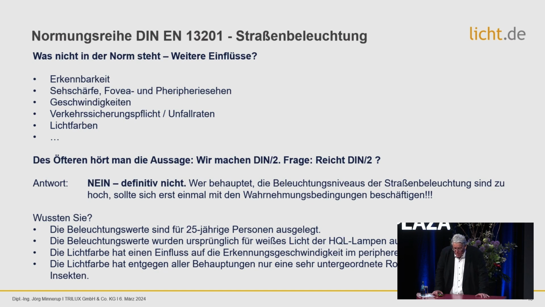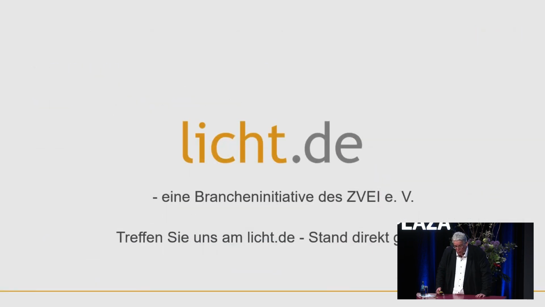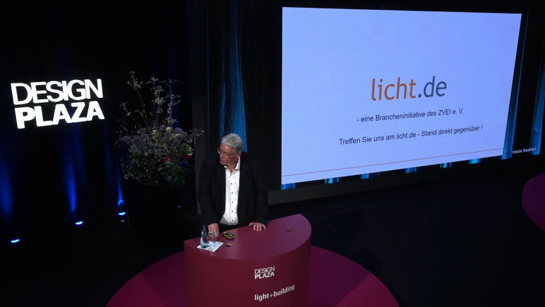The light color has an influence on the recognizability, on the speed of recognition in the peripheral areas. I haven't seen any survey or any study that has been carried out in detail that says that warm white light is better for insects than cold white. And the light color, in the end, plays only a very, very minor role when it comes to its effects on insects. Certain times of the day and the intensity of light play an important role here. This is what I wanted to tell you today in my presentation. Of course, there are also other standards, but I wanted to refer to street lighting today. Thank you very much for your attention.